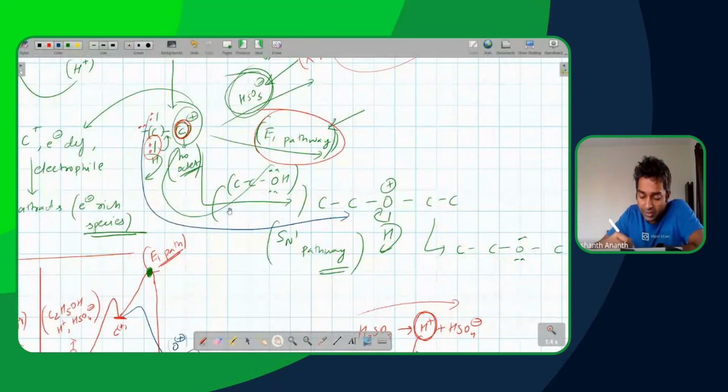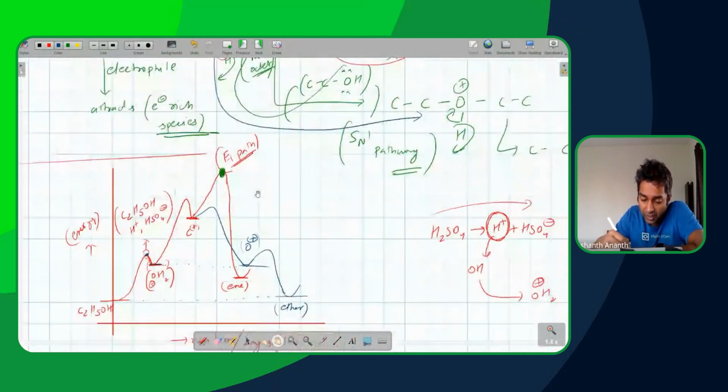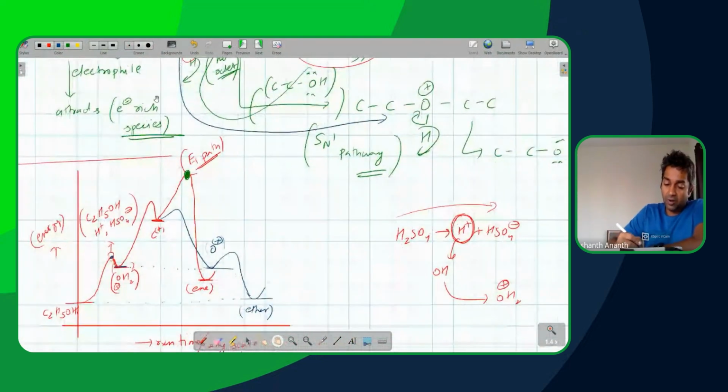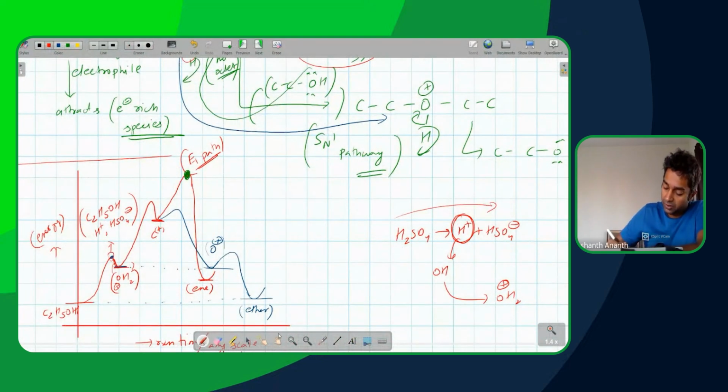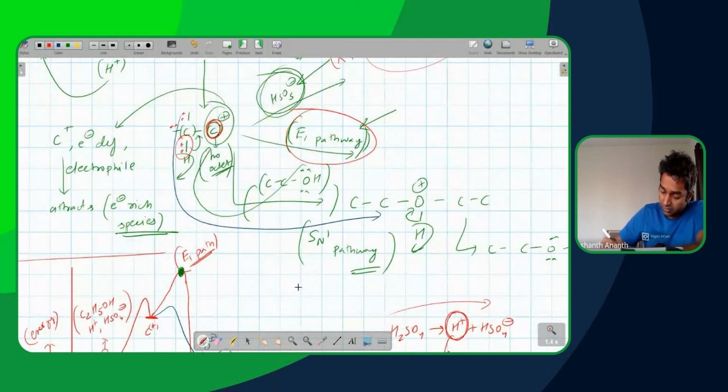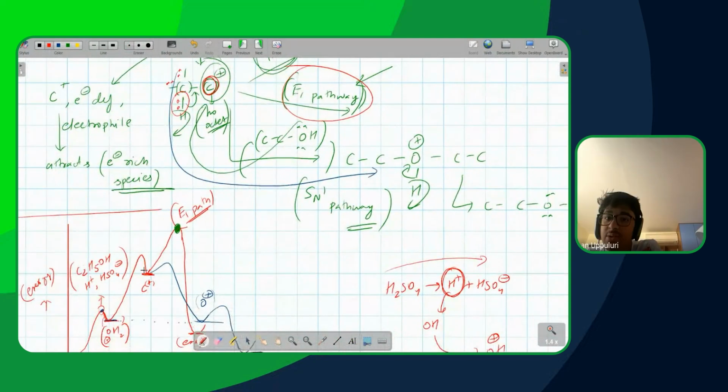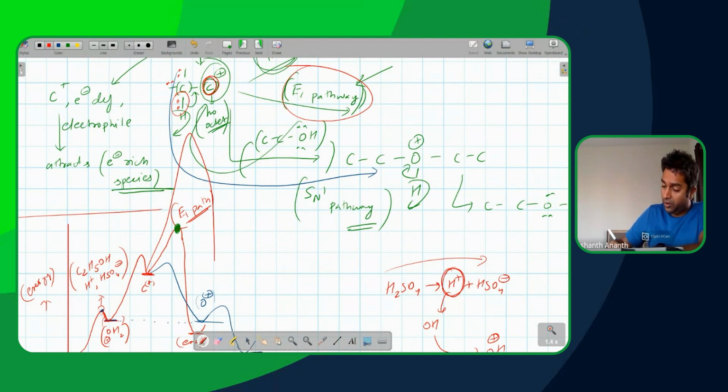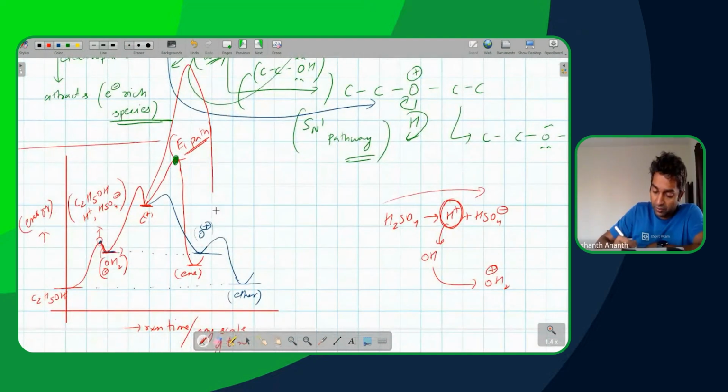Oh, you're asking what happens with the HSO4 minus path. That path will not be something which is this nice. That path will look like this. This is only drawing for the C2H5OH subset. Yes, I am only drawing for the other two easier paths. The HSO4 minus path will look like this.